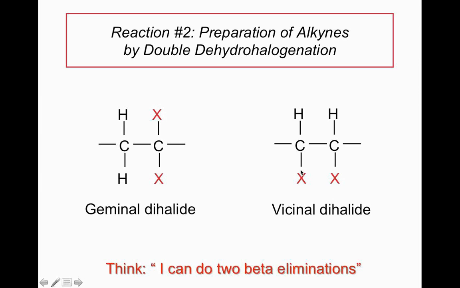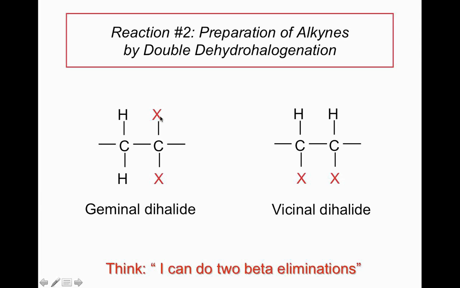Vicinal dihalides, you've already seen this before. Vicinal dihalides are two halogens that are on carbons that are neighbors of one another. They're in the vicinity of one another. Notice, on both of these, I can do two beta eliminations. For the geminal dihalide, I can take off this beta hydrogen and this leaving group here, as well as this beta hydrogen and this leaving group here.